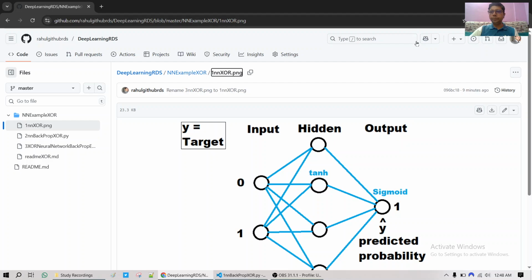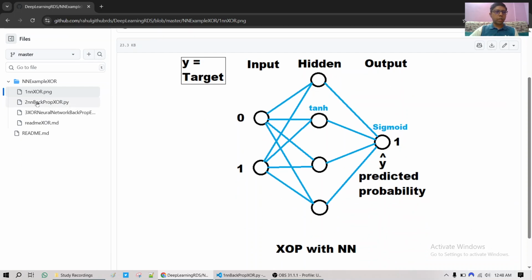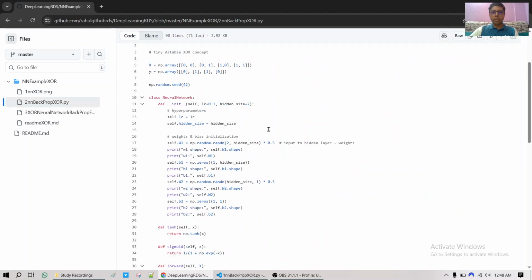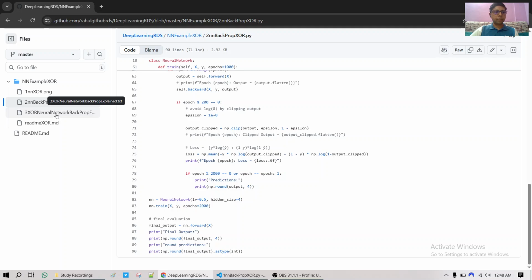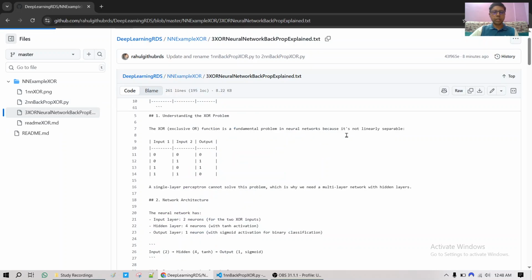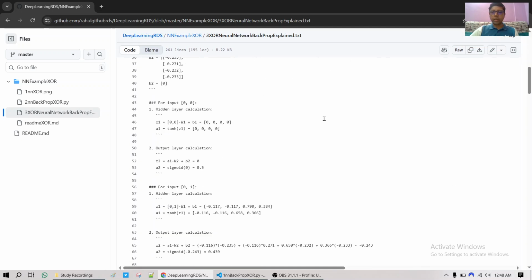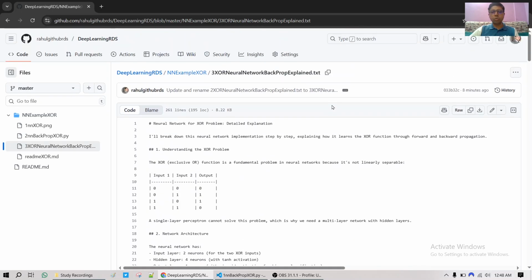This is my GitHub. There are three files in it. If you see, there is one diagram and there is code in the second file. Here is the code. I'll explain this step by step. This is the third file which shows how the program is behaving, the step by step simulation steps. If you need the thorough investigation of the program, here is the explanation and how the program is getting simulated. This is in the third file.